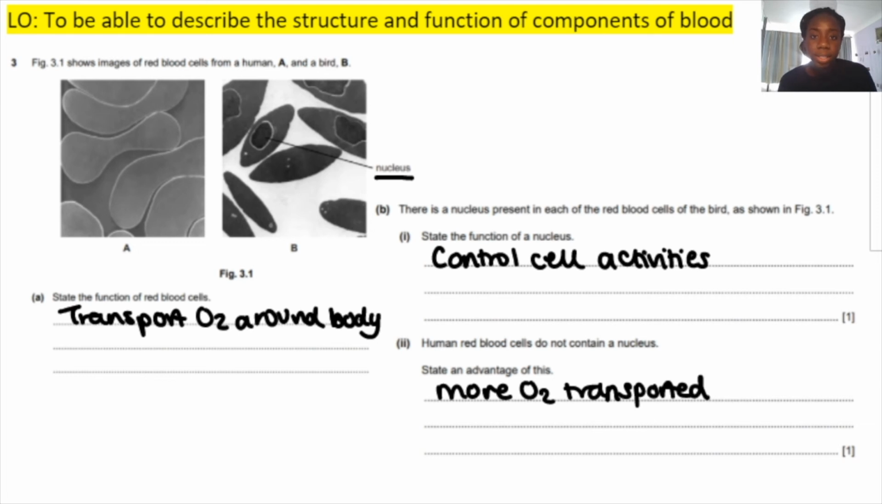And if we're transporting more oxygen, obviously we also need more hemoglobin, as this is what binds to oxygen within the cell. So not having a nucleus also allows more space for that. So more hemoglobin contained within the actual cell itself.